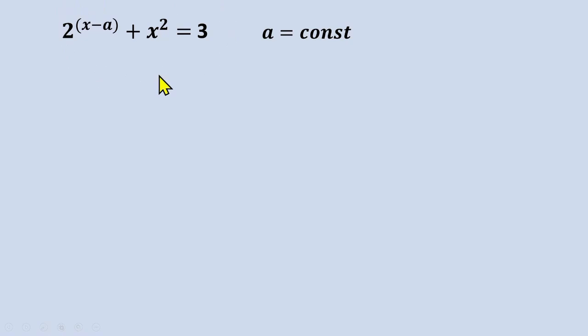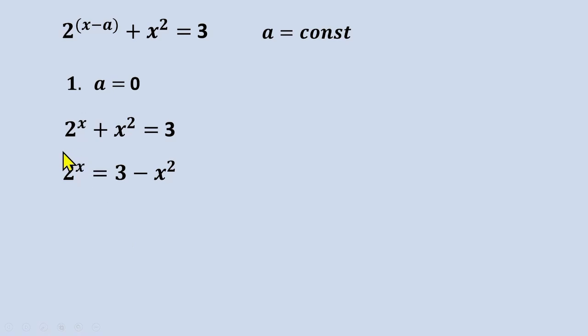First, let's consider the simplest case when a equals 0. In this case, the equation has the following form. We move x squared to the right, and we consider two functions, one for the left-hand side of this equation and another for the right-hand side of this equation. When the left-hand side equals the right-hand side, this provides the solution.